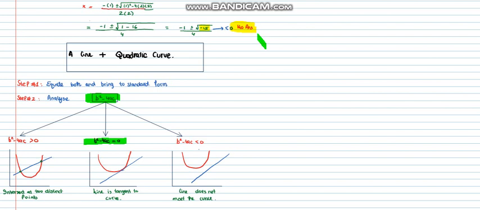If b square minus 4ac is equal to 0, then that means that the line is tangent to the curve and there is only one point of intersection. And if b square minus 4ac is less than 0, then that means that the line and the curve do not intersect. The line does not meet the curve.